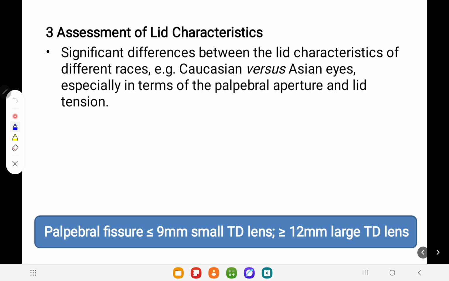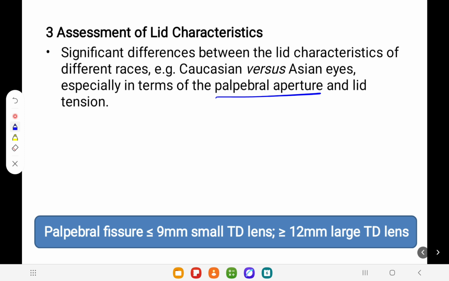So, assessment of the lid characteristics. What are the lid characteristics? There is a significant difference in lid characteristics between different races, because lid characteristics are different in Caucasians versus Asians, especially in terms of palpebral fissure. Yes, Asians' palpebral fissure is smaller. Asians' lid tension is much higher.